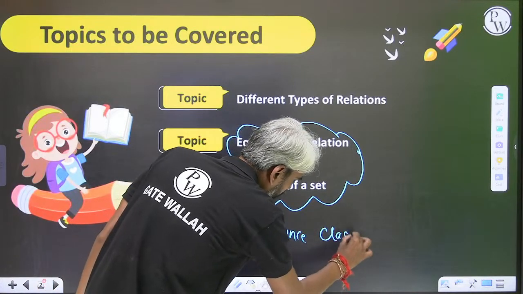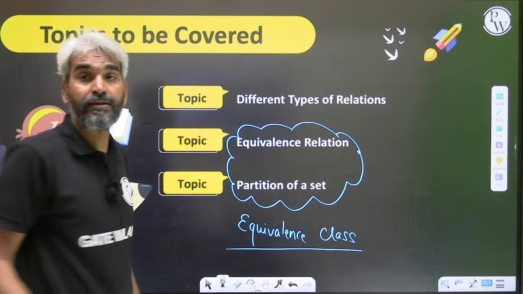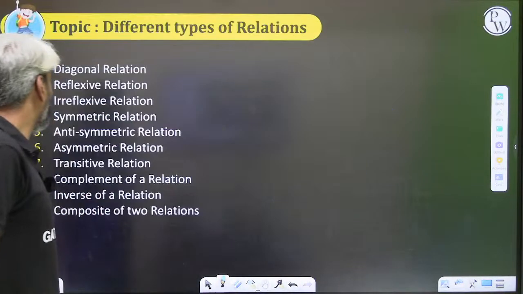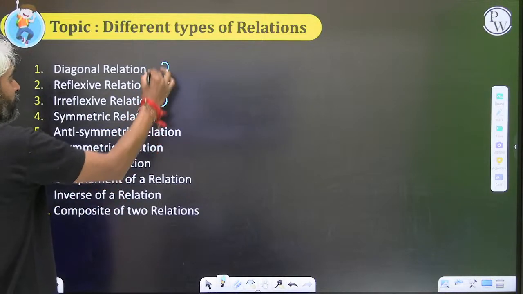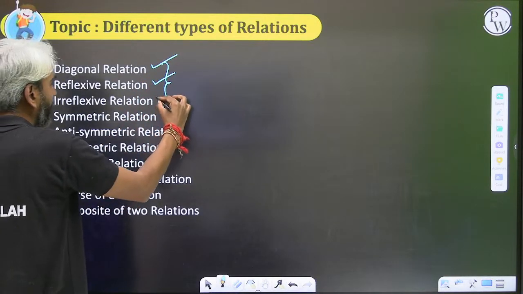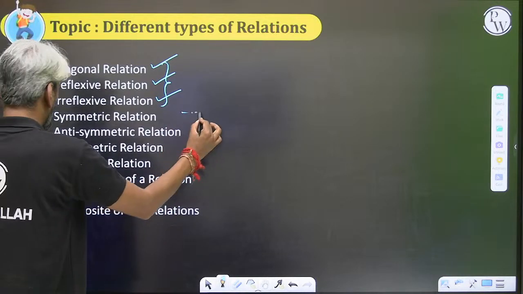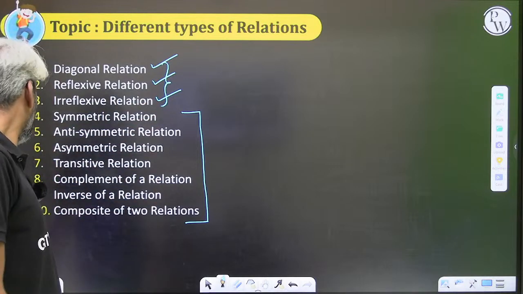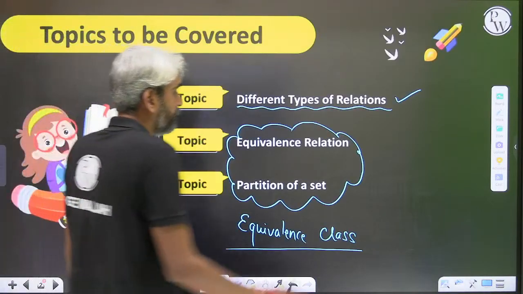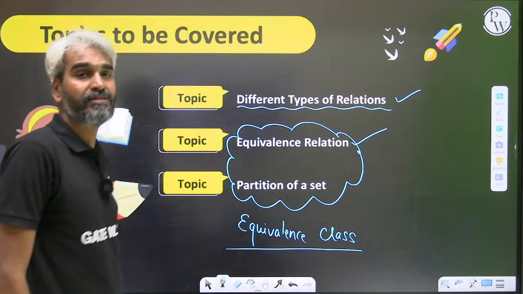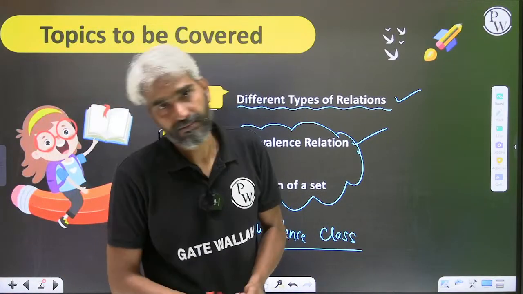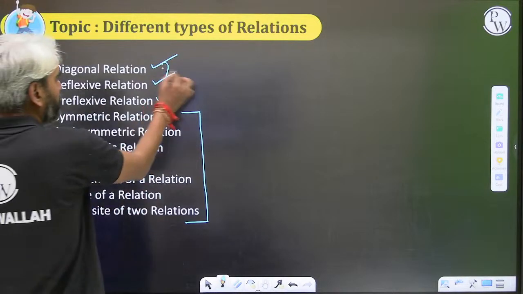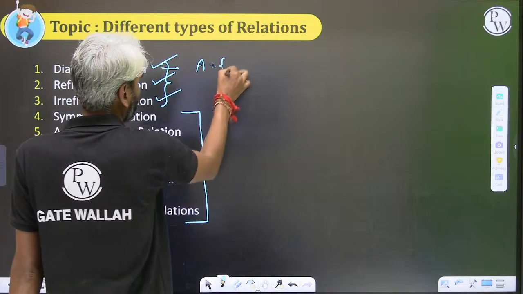So I hope you guys are regular, because if you are regular, then you know that in the last class we started with the different types of relations. We were able to cover these three relations, that is diagonal relation, reflexive relation, and irreflexive relation. We still need to cover 7 more types of relation. So first we will cover these 7 different types of relations which are pending from the last class. Then we'll start the discussion of equivalence relation, equivalence class, and partition of a set. Clear? So let's begin.